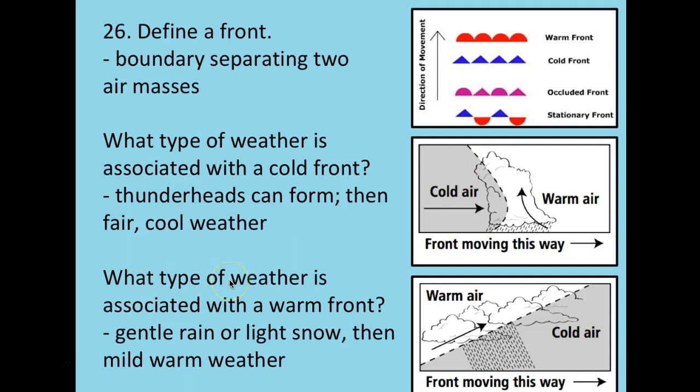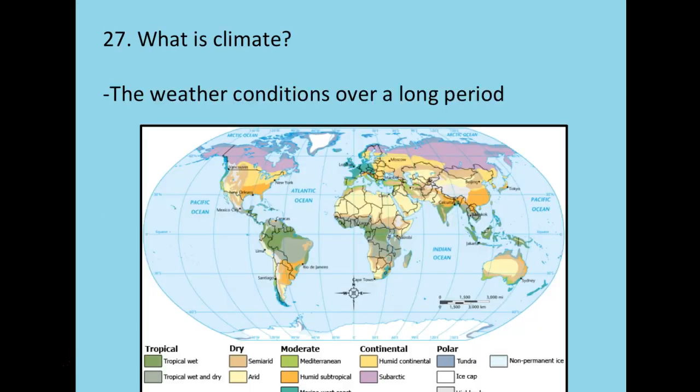What type of weather is associated with a warm front? When you have a warm front, you're most likely going to have gentle rain or light snow, just depending on the particular temperature of that area. So it's going to be either, if it's warmer, rain, or colder, it's going to be snow. And then you'll have mild, warm weather after that.